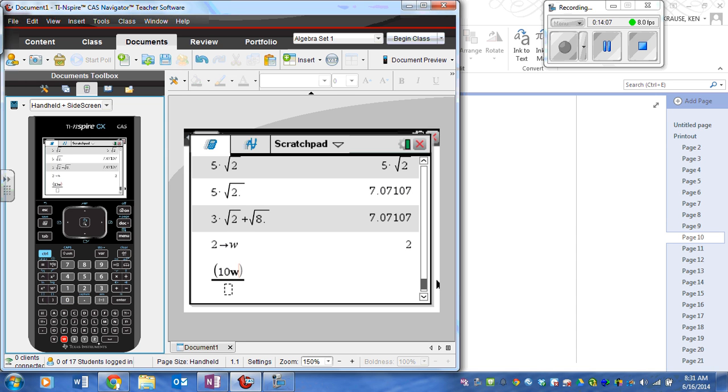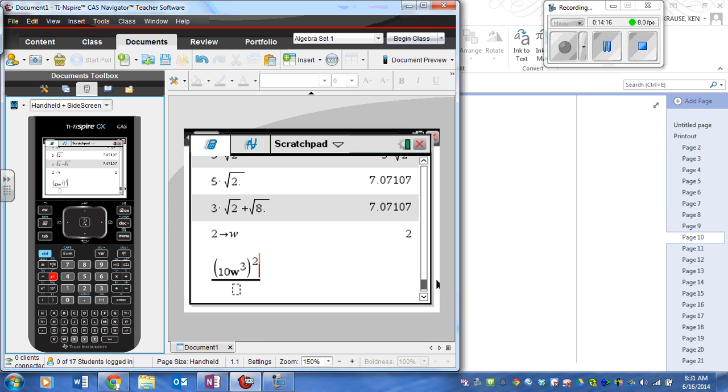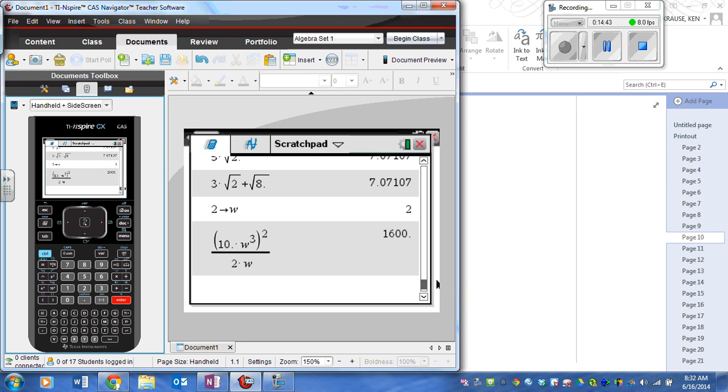W cubed squared all over 2W. And you know what? It's going to give me some of this fraction unless I put this decimal in right now. We'll hit enter, and you get 1600. Finally, we put in choice 3, which is 20 w raised to the 5th.